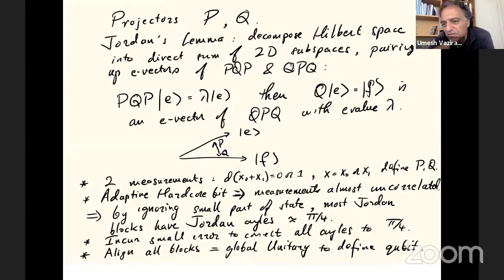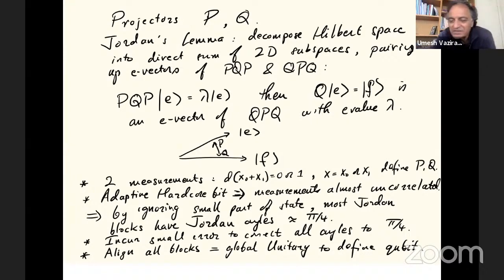If you are given two projectors, P and Q, then Jordan's lemma says that these two projectors actually define a decomposition of the Hilbert space into a direct sum of two-dimensional spaces. These two-dimensional spaces you can think of as pairing up the eigenvectors of the two operators PQP and QPQ.